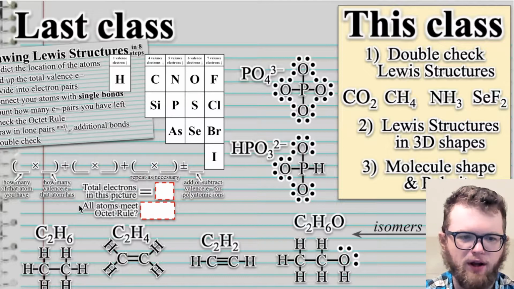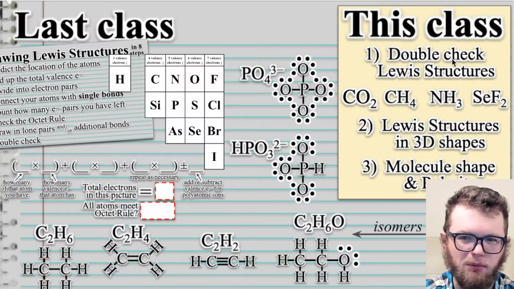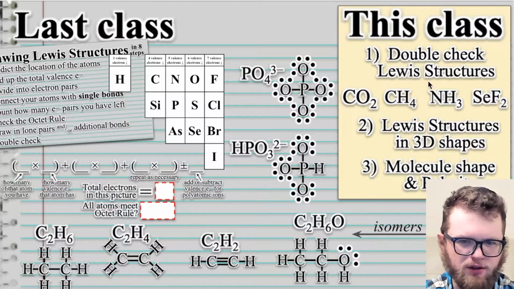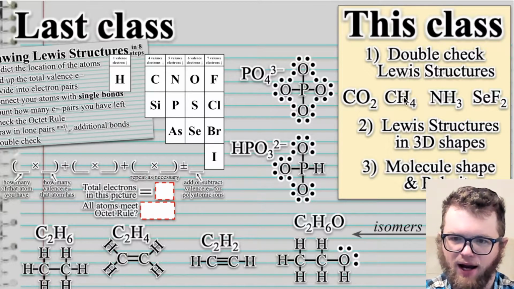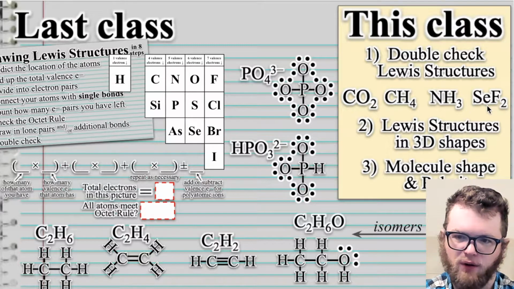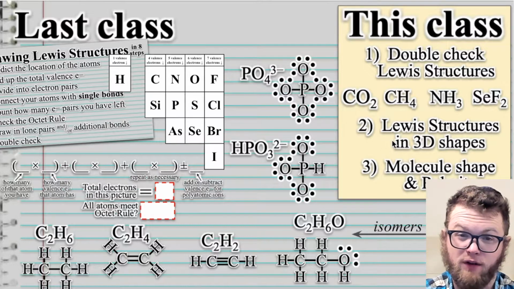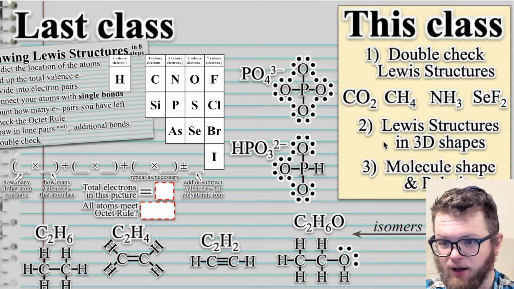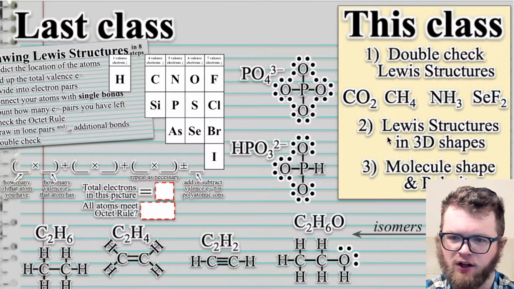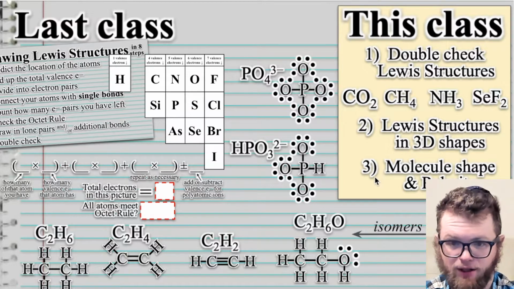And here we also have a couple of the examples from last time. So this class we're going to double check some Lewis structures, namely carbon dioxide, methane, ammonia, and selenium difluoride. Then we're going to talk about Lewis structures in 3D shapes, which I've been leading up to for a couple classes here. And last, we're going to finish up talking about molecule shape and polarity.